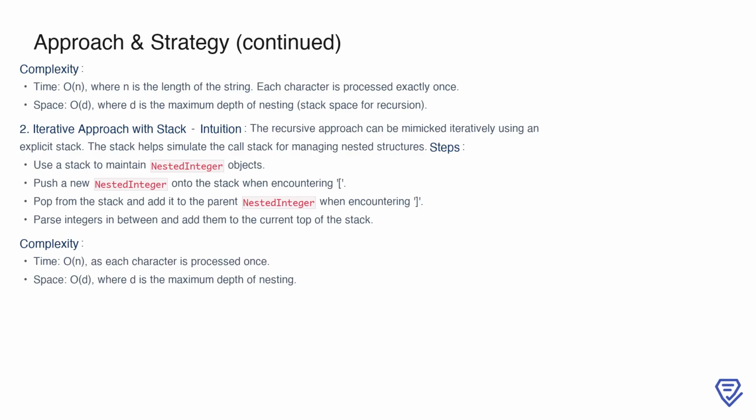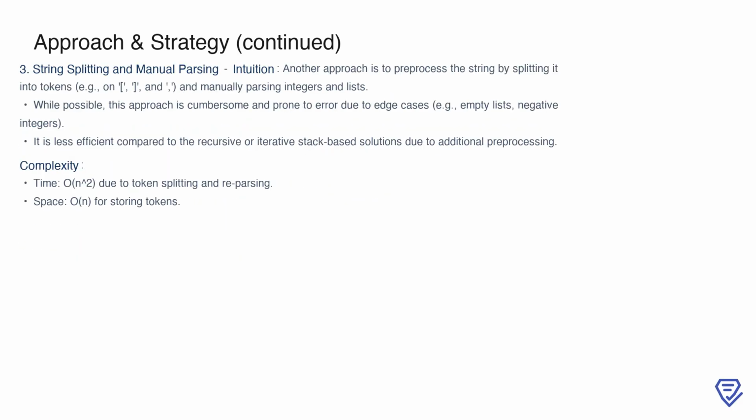The iterative stack-based method has the same time complexity, O(n), since each character is processed once. The space complexity is also O(d), where d is the maximum depth of nesting, as the stack mimics the depth of recursion. Another approach to solving this problem is to pre-process the string by splitting it into tokens using characters like brackets and comma as delimiters and then manually parsing the integers and lists from these tokens.